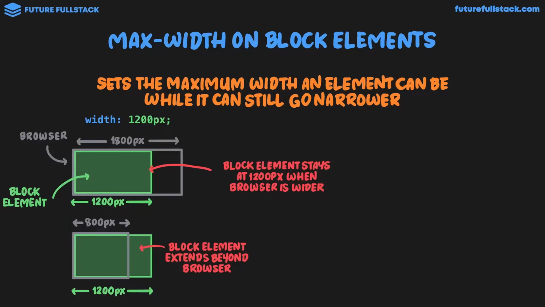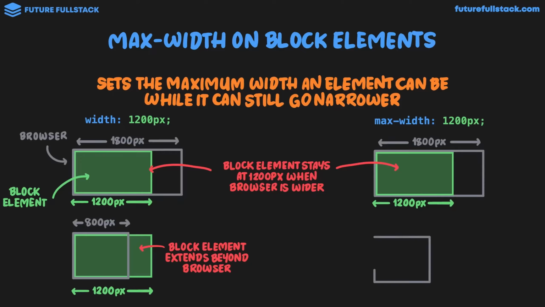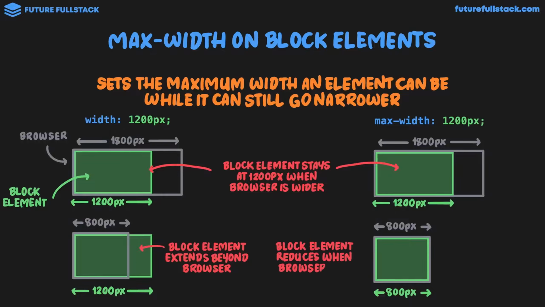Let's now compare this by looking at max width. We have our same browser initially at 1800 pixels. We set a block element with a max width of 1200 pixels. So the element will look like this. It will still be 1200 pixels, because block elements stay at 1200 pixels when the browser is wider, when using a max width property. Now the major difference between width and max width for block elements is when the browser is narrower, say 800 pixels. The element will adjust to the same width of the browser, 800 pixels. So the block element reduces when the browser is narrower.